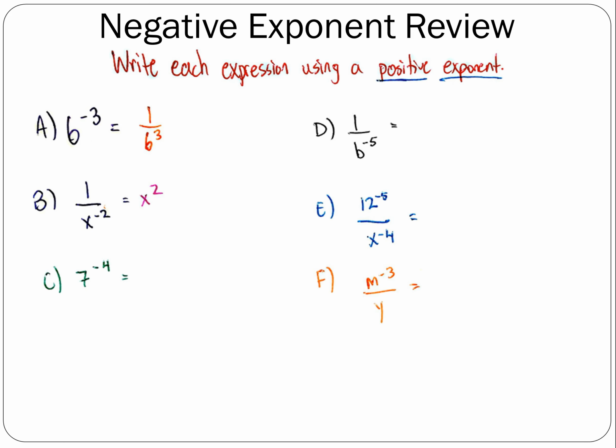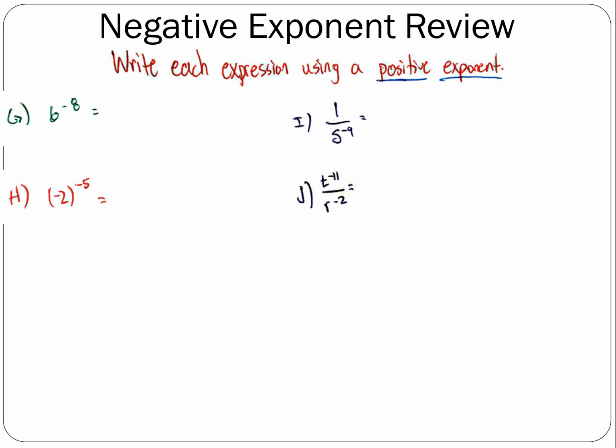All right, here we go with C, D, E, and F. I hope you completed those because we're going to launch right into these. Okay, cool. Let's get G, H, I, and J. This is a T, not a chopped off E. I'm going to go ahead and suggest that you pause the video again. Let's make sure that we know how to write negative exponents with a positive exponent. And don't let H throw you off.